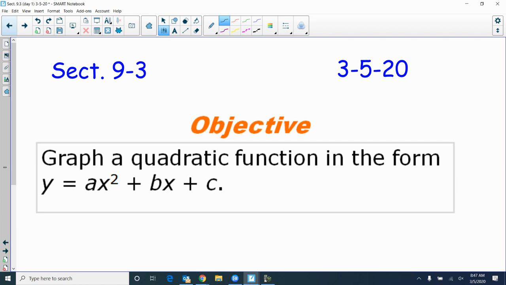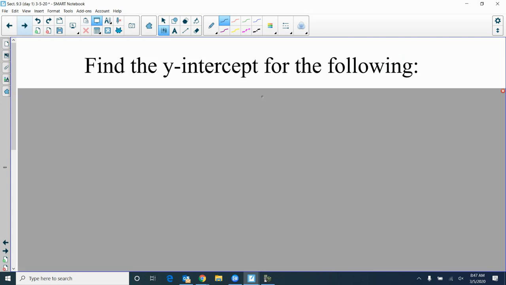It looks like your homework, which is, we're just gonna use that as your notes. A couple things I need to go over first. Y-intercept. Okay, and you just need to pay attention to this. What is the y-intercept of a graph? Where the line crosses the y-axis.